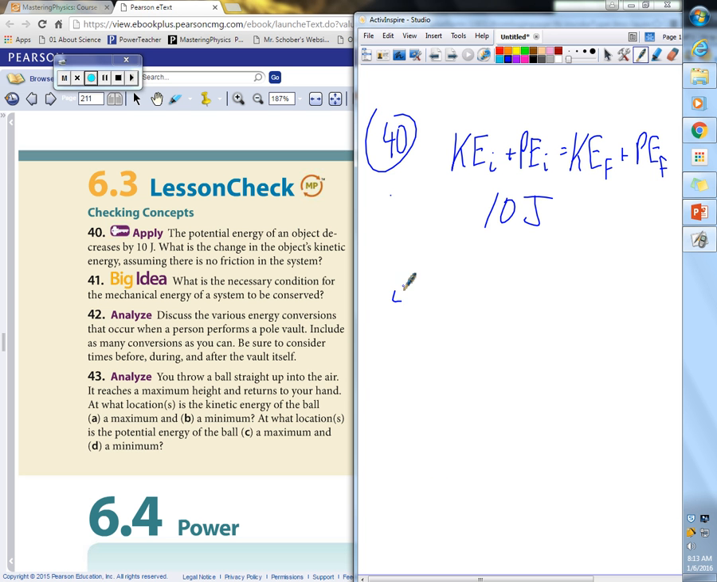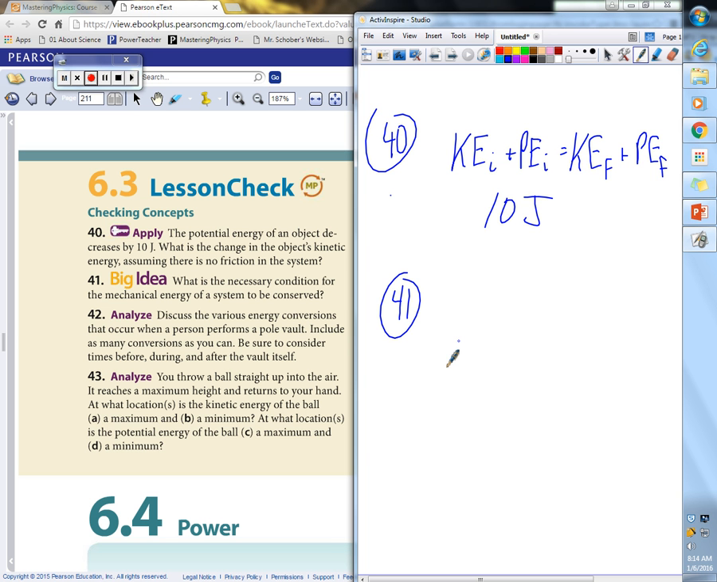On 41, good, these are all conceptual questions here. What is the necessary condition for the mechanical energy of a system to be conserved? As they kind of pointed to in number 40, the necessary condition is that there is no friction, no air resistance. It's a closed system is the term we like to use. I mean, there's no outside forces, nothing else taking away energy from our system. If there's no friction or anything like that, then the total mechanical energy has to be conserved.